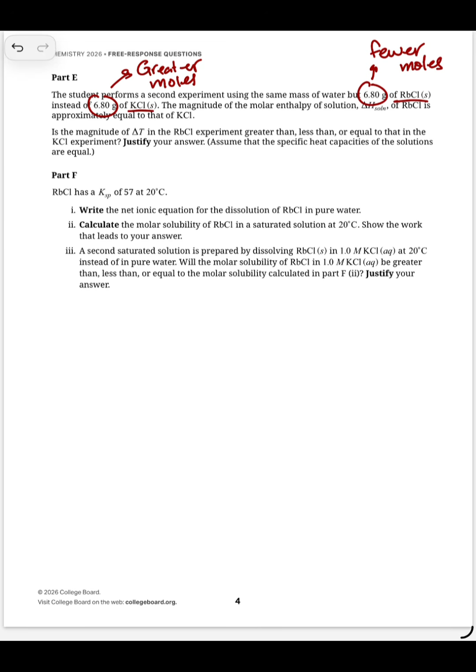So they tell us that the molar enthalpy of these solutions is pretty much the same. So if we want to convert our mole amounts into joules using the molar enthalpy, we'll actually get a smaller amount of energy if you have fewer moles compared here, and we'll get a greater amount of energy because you have greater moles. So then it's not asking about just the change in energy. It specifically wants the magnitude of the delta T.